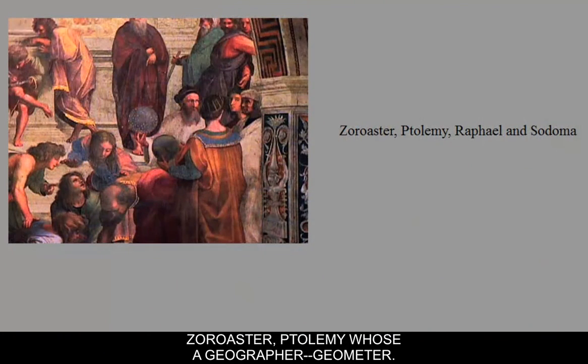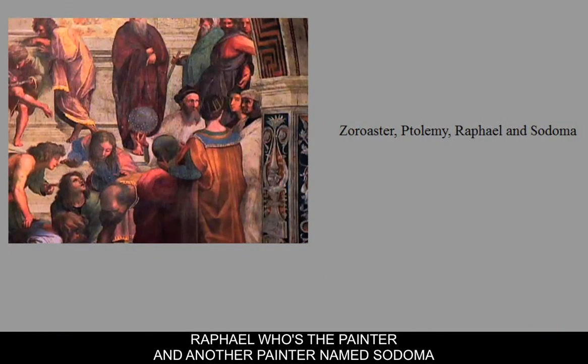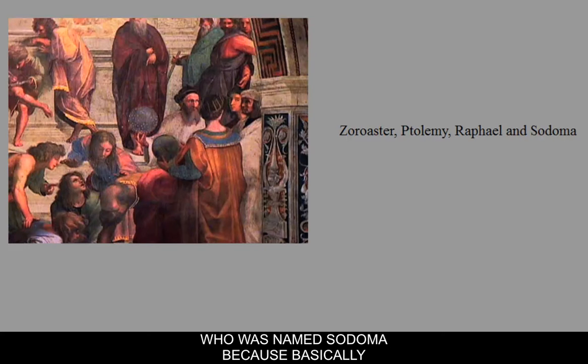Ptolemy, who's a geometer, Raphael, who's the painter, and another painter named Sodoma, who was named Sodoma because basically that's what his sexual proclivities were.